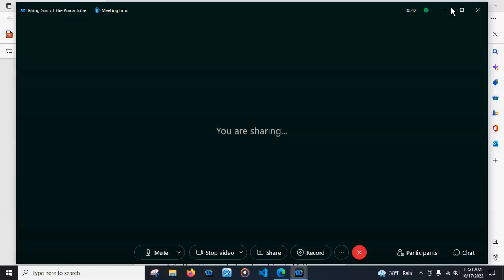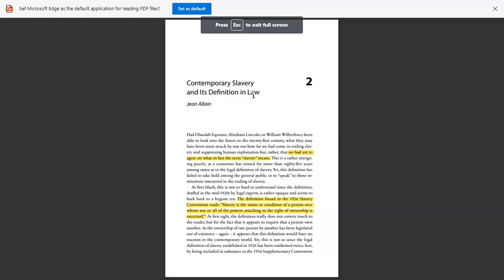Well, we got another document to take a look through. Contemporary slavery and its definition in law. You can find it online using that term or that search operator.